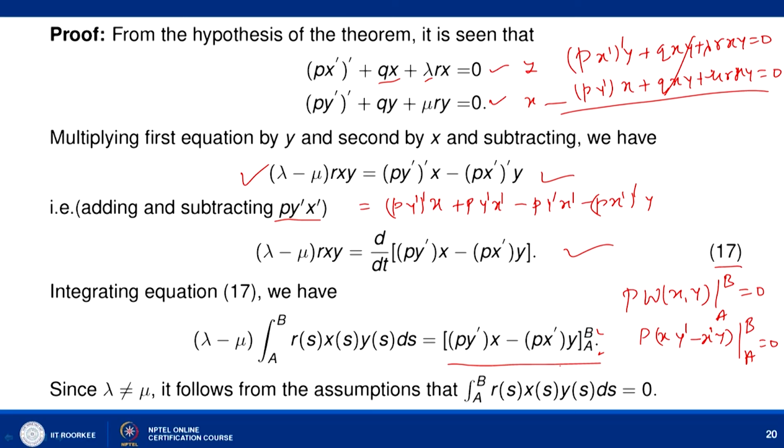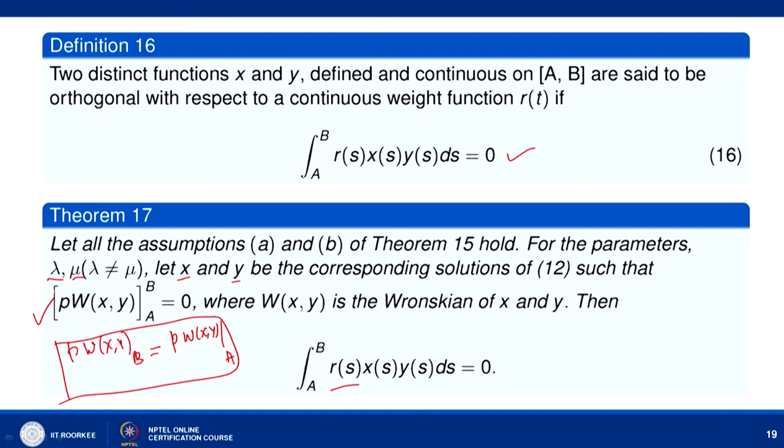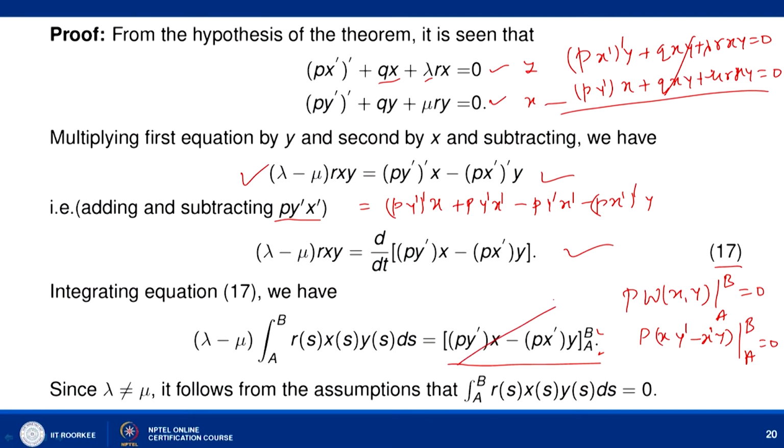So here we can say that this quantity is going to be 0, because that is given as an assumption here. This is the condition we have given. So it means that this right hand side is simply gone. So we have (lambda minus mu) times the integral from a to b of r(x) x(x) y(x) dx equal to 0. Now lambda is not equal to mu, that we have already assumed. So from the assumption we have that this quantity has to be 0. That is what we wanted to prove, that the solutions corresponding to distinct eigenvalues are orthogonal to each other.